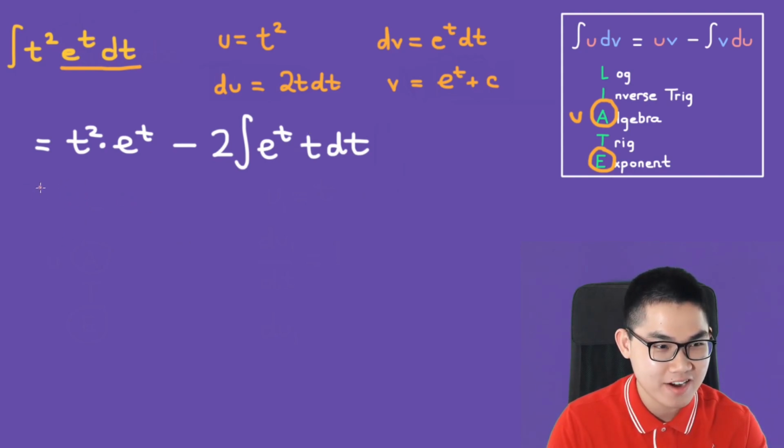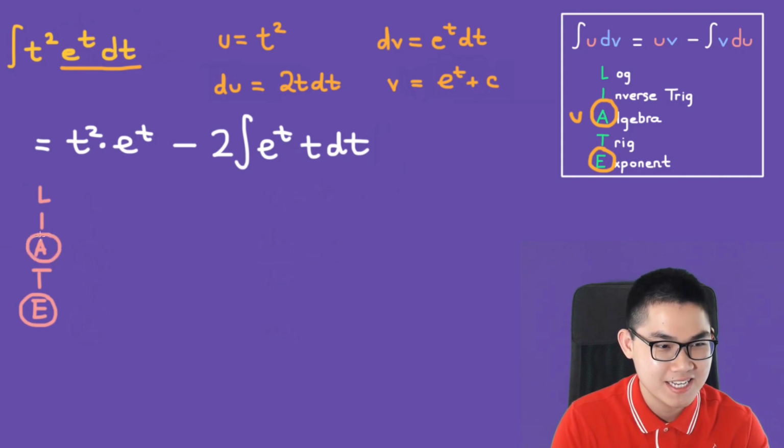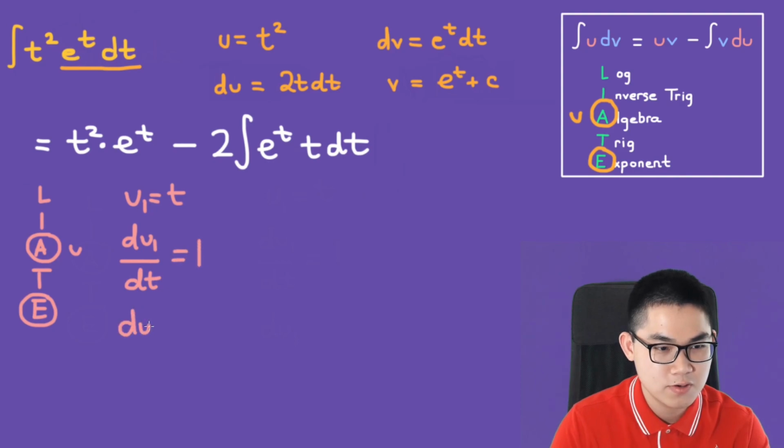So let's use the acronym LIATE. We have exponent. And then we have a t, which belongs to algebra. So this will be the u. So let u1 equal to t. So du over dt is equal to 1. So du is equal to dt. How about dv? So we chose the t to be a u. So dv has to be e to the power of t dt.